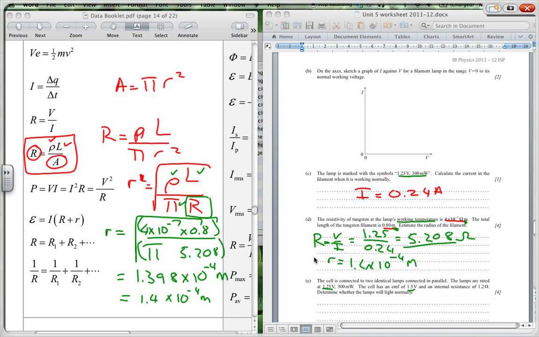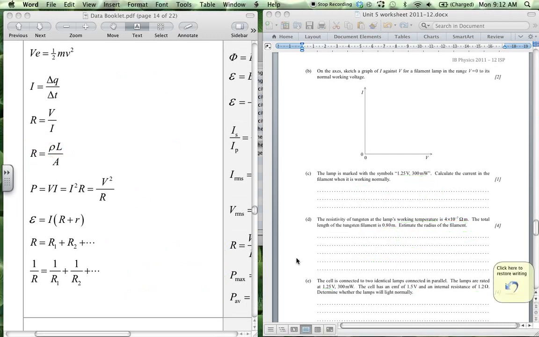Then finally here we've got the cell is connected to two identical lamps and connected in parallel. The lamps are rated at 1.25 volts, 300 milliwatts. The cell has an EMF of 1.5 volts and an internal resistance of 1.2 ohms. Determine whether the lamps will light normally. Okay, so let me get some space to work here.